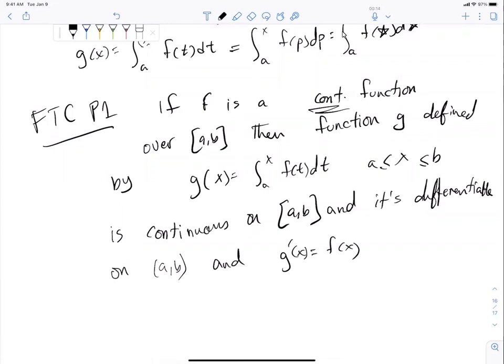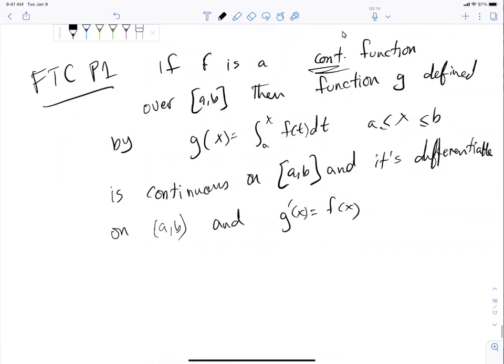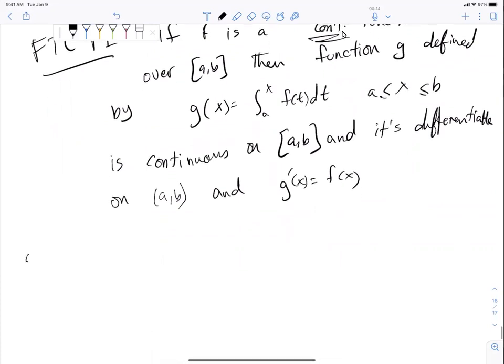Fundamental theorem of calculus, part 1. Before I prove it for you, let me first give you some examples of how we could apply this. Suppose f of x is x squared plus 5 over, say, the interval 1 to 7. It doesn't matter what number, as long as the function is continuous over that, we're all fine.